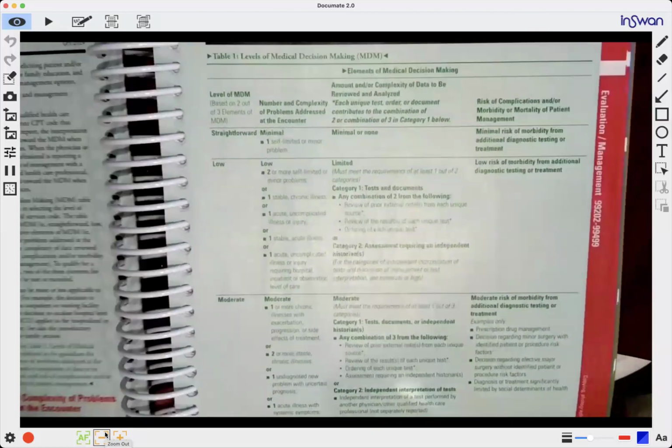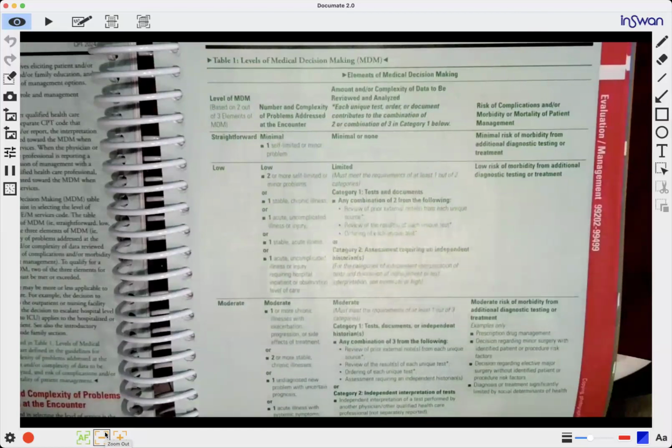Okay, so with that, I'm going to go ahead and end this. I didn't want it to be too awful long, but I wanted to give you an overview of how you go about determining the level of E&M service. So I hope you found that helpful.